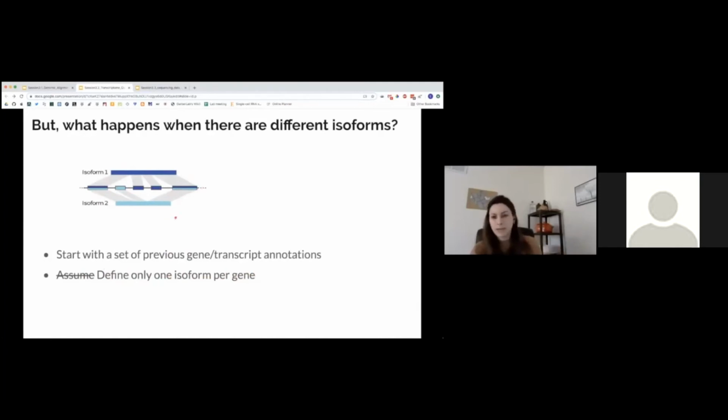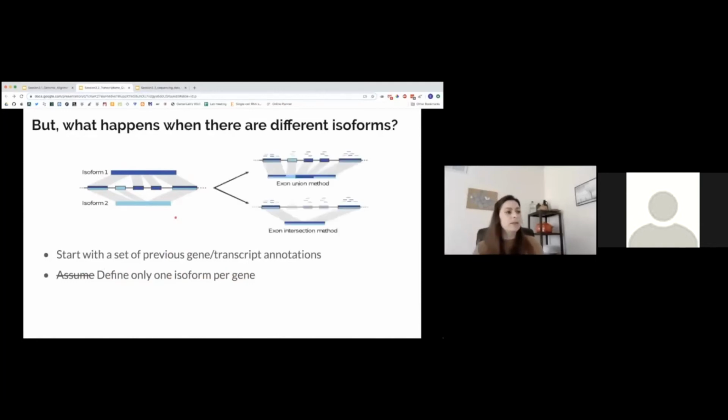So how do we define one isoform per gene? There are 2 simple methods that used to be very used for this, and they're called the exon union method and the exon intersection method. So based on all the exons that you see for both these transcripts, you can make a super transcript that contains all the exons known for that gene. This transcript doesn't actually exist, but it's a combination of the 2 that do. Or you can use the exon intersection method, which in this case will use only the exons that are shared between the 2 different isoforms that you do know.